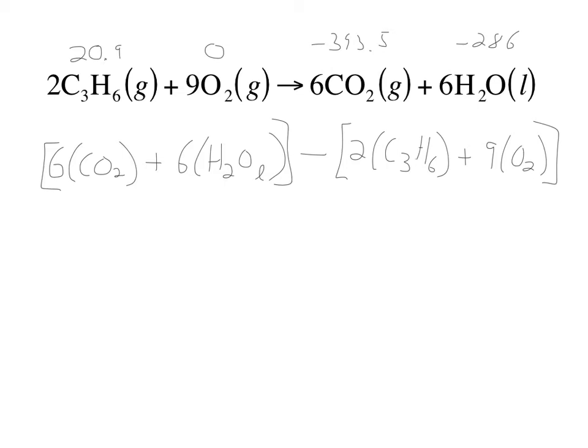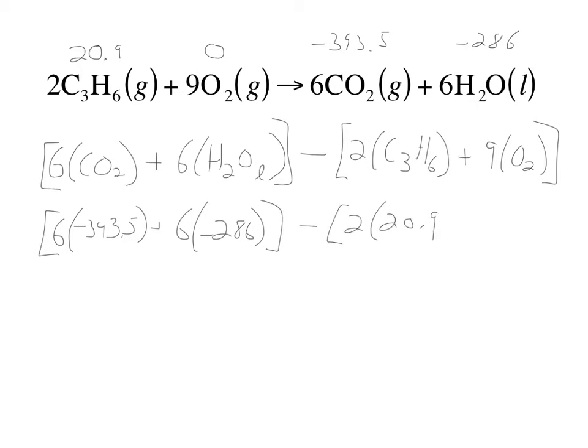Okay, so we start plugging those in, and we get 6 carbon dioxide is negative 393.5. 6 waters is going to be negative 286. 2 times 20.9. Make sure you get that negative sign. It's going to distribute everywhere. I know that oxygen in this case is 0, so it's going to go away, but you need to make sure you just watch out for the signs. If you make any mistakes in here at all, it's going to be just the signs. So don't miss silly points here just because you're not writing careful numbers down.